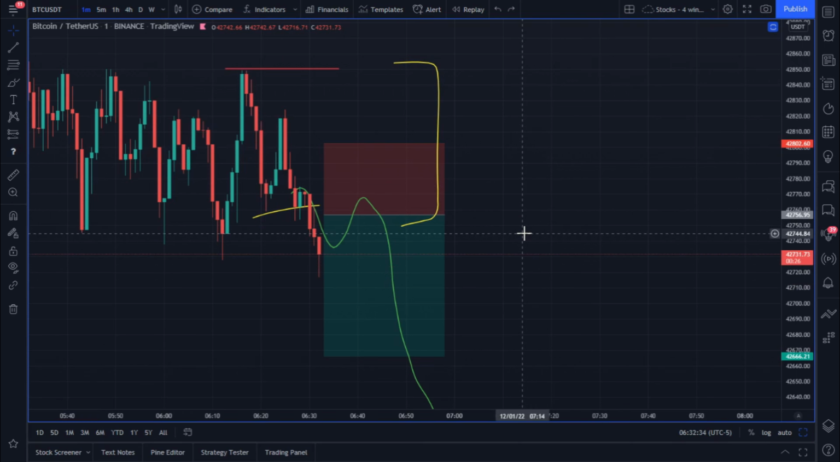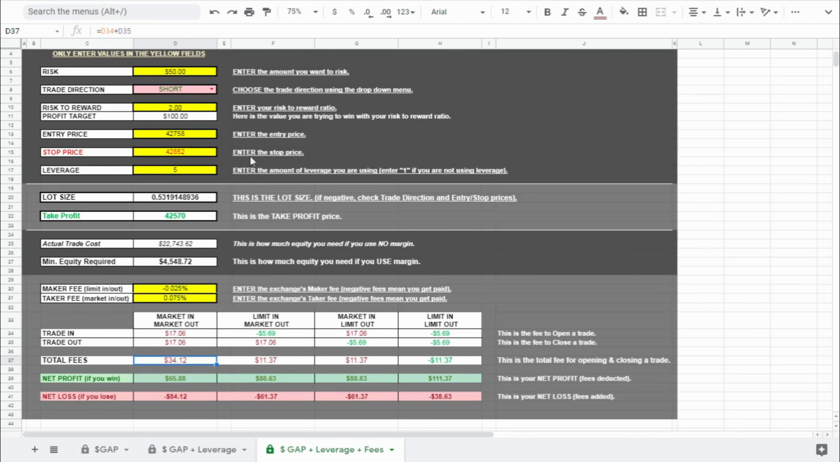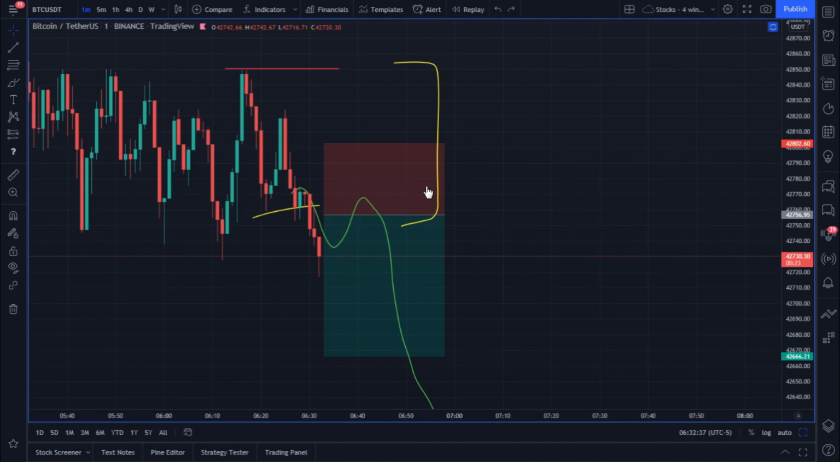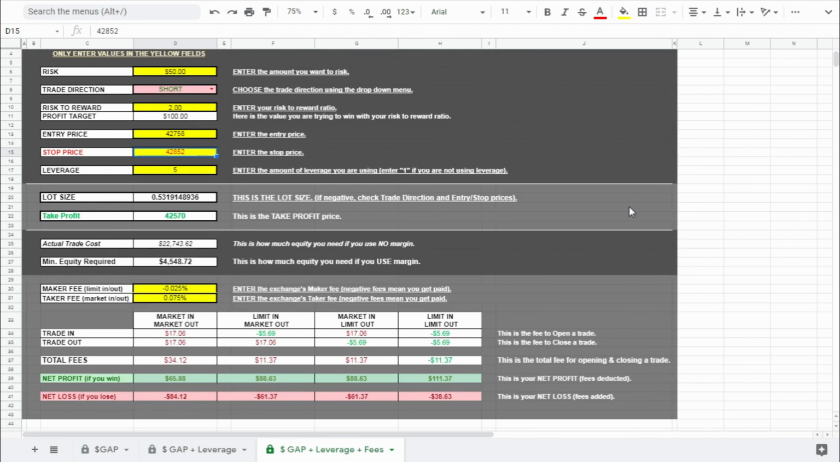All right, so let's punch in these figures. Entry is the same. The difference is the stop price, because now we're looking at 0.11%. 42,802. All right, so now we're looking at even smaller movement.